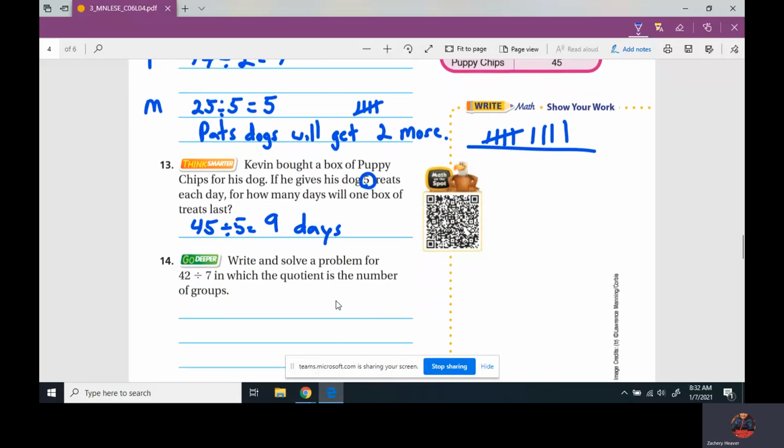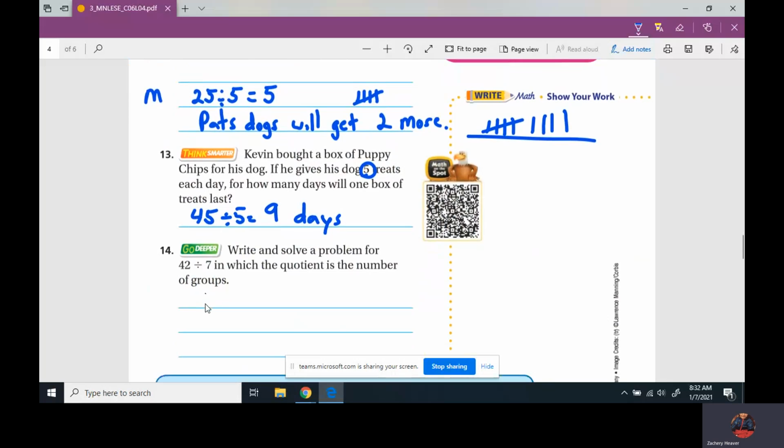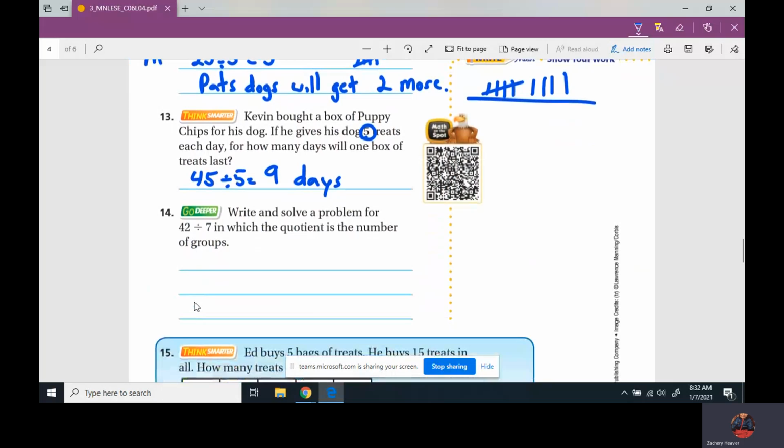It says write a problem to solve for 42 divided by 7, in which the quotient is the number of groups. So write and solve a problem. We're going to skip this one because I don't have enough room to show you.